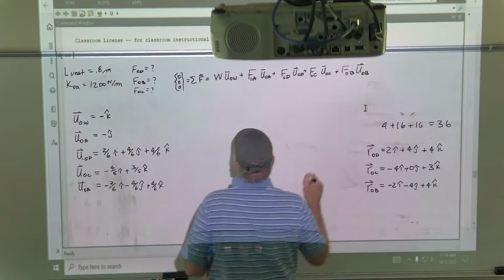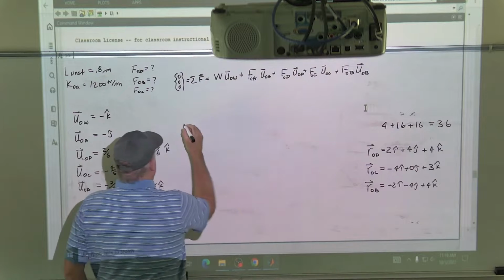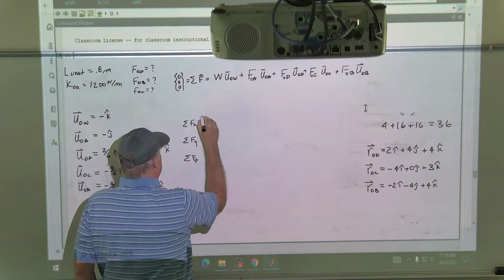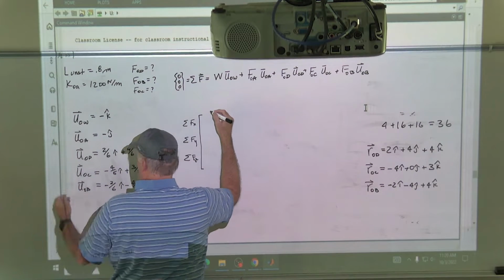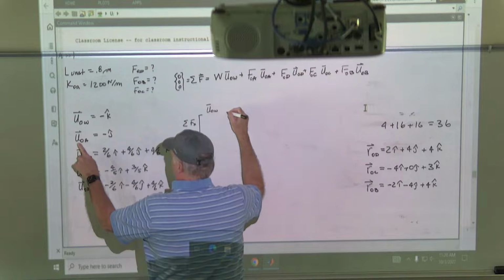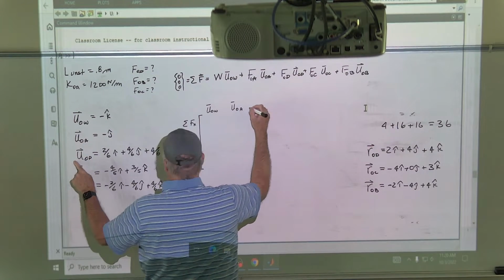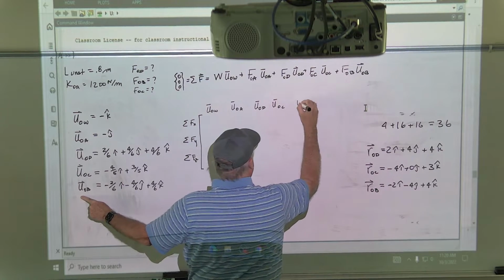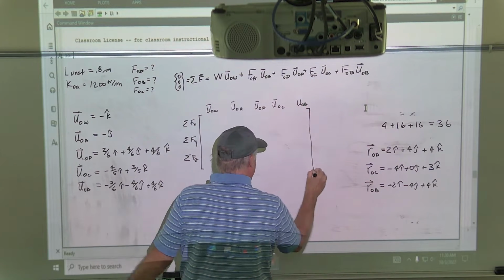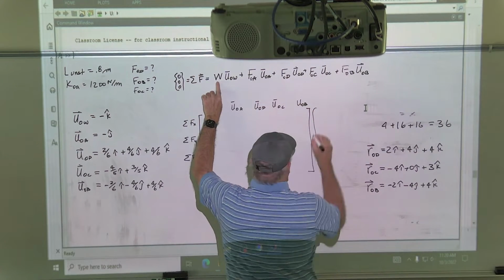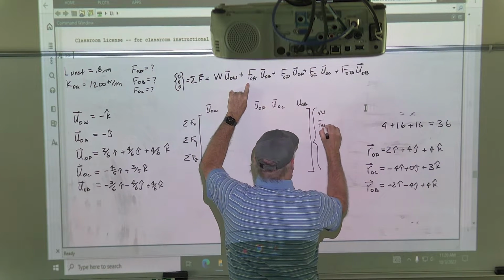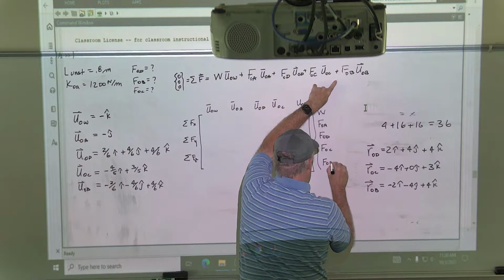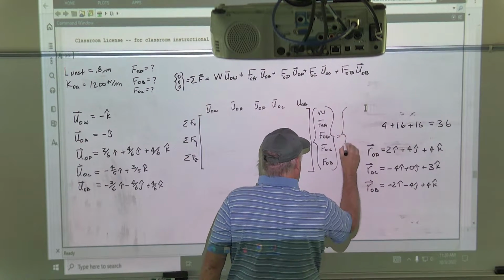OB. Now, if you look at this equation, it's a matrix equation in which I'm going to do sum of the forces in X, sum of the forces in the Y, sum of the forces in the Z. I'm going to list them in this sequence. It really doesn't matter what sequence you list them in. UOA, UOD, UOC, and UOB. And then that is going to give you, picking this up, a W, an FOA, an FOD, C, and an FOB.